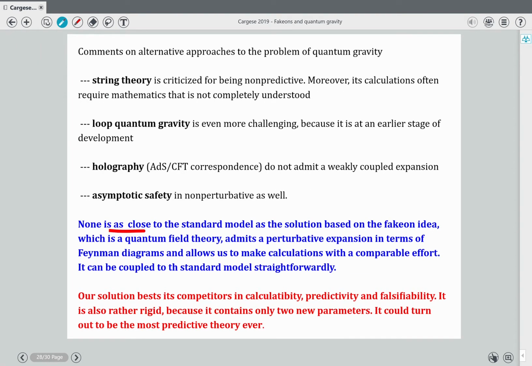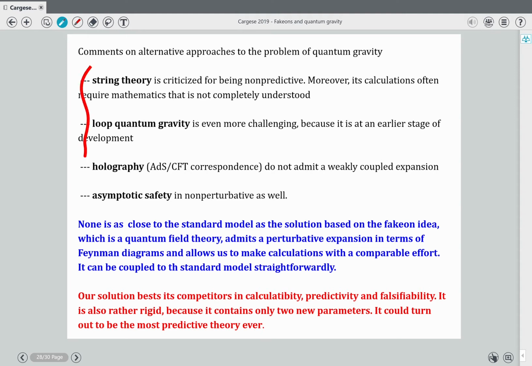This theory is the closest proposal for quantum gravity to the standard model, and it admits a perturbative expansion in terms of Feynman diagrams. You can make calculations with a comparable effort. It can be coupled to the standard model itself straightforwardly, and it could be the most predictive theory ever, because with 3 parameters and perturbation theory, you can cover from astronomical distances to far below the Planck length.